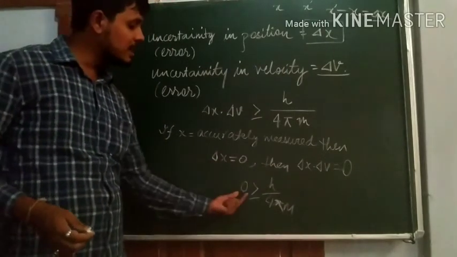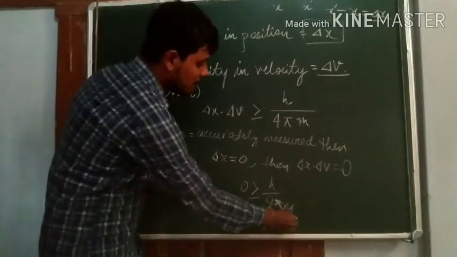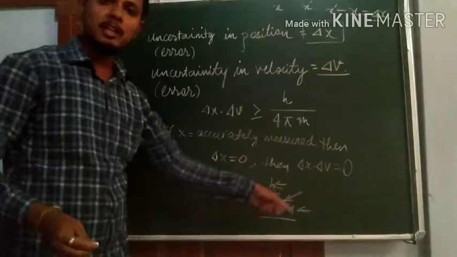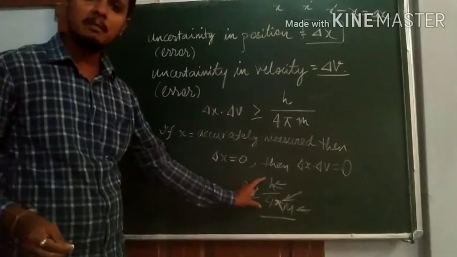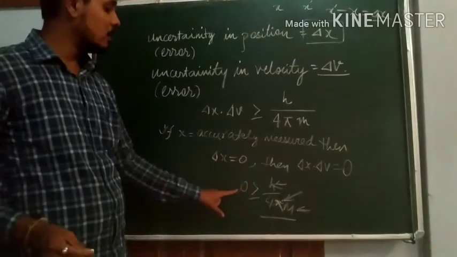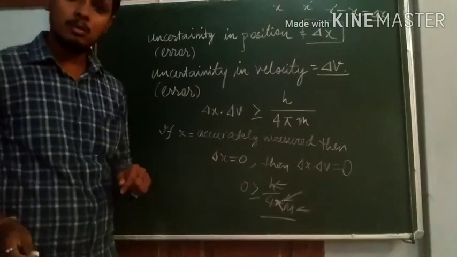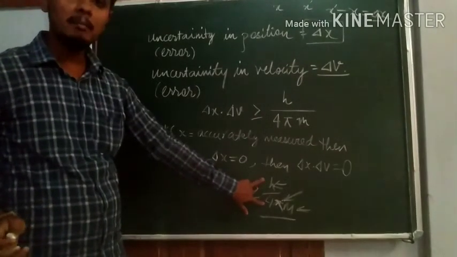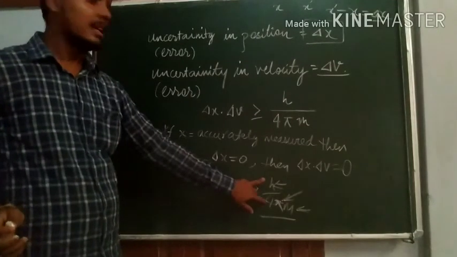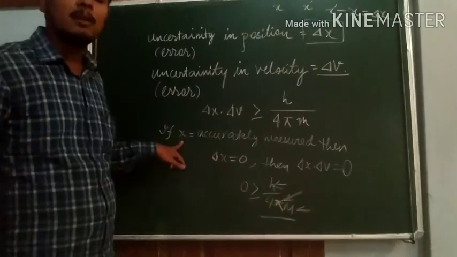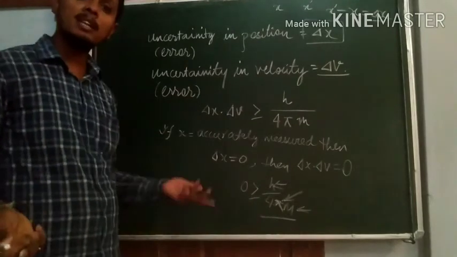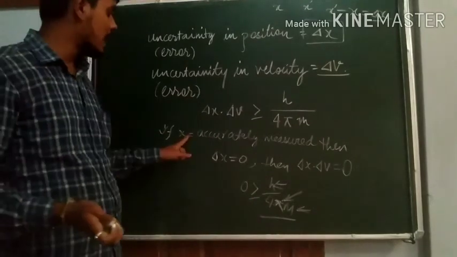That means 0 greater than or equal to some positive number. h is positive, m is positive, pi is positive, 4 is positive, so this term is greater than 0. Can 0 be greater than or equal to this term? It cannot. Since 0 can't be greater than h by 4 pi m, x can't be accurate. That means x cannot be accurate.